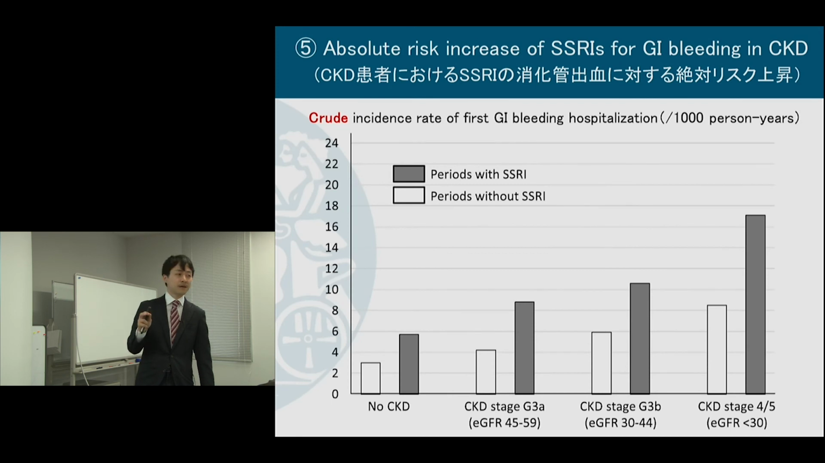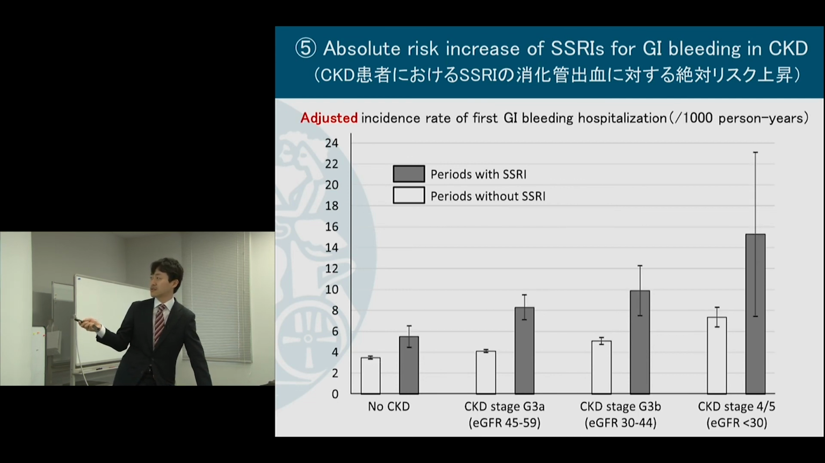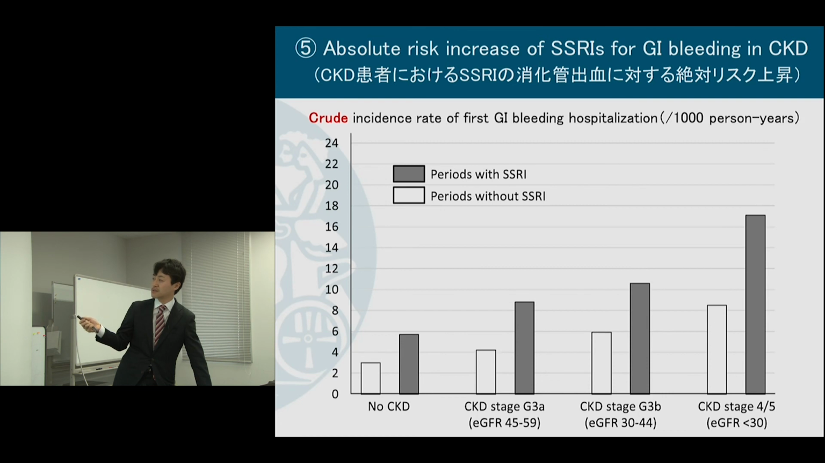So the details are in my second paper, appendix. It's too long. But by this method, this is crude incidence. And what happened was this is adjusted. So can you see the difference? This is as a result of adjustment.